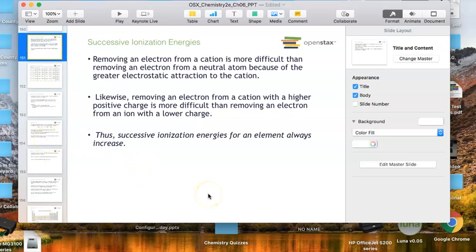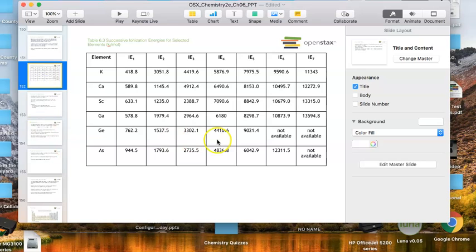Removing an electron from a cation is more difficult than removing an electron from a neutral atom because of the greater electrostatic attraction to the cation. Likewise, removing an electron from a cation with a higher positive charge is more difficult than removing an electron from an ion with a lower charge. Thus, successive ionization energies for an element always increase. So that means that it takes higher energies to remove electrons from atoms that are positively charged. So the higher the positive charge, the greater their energy.